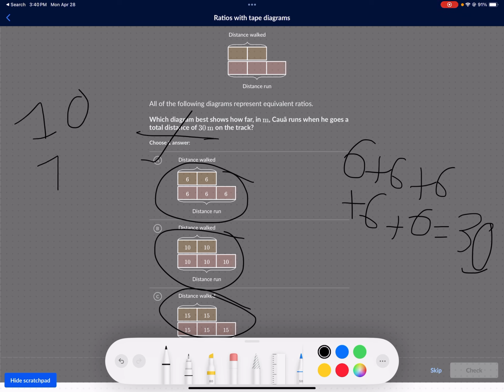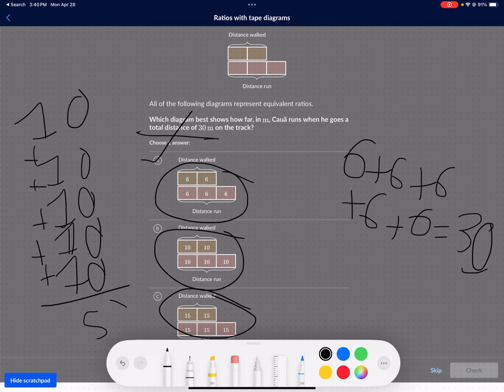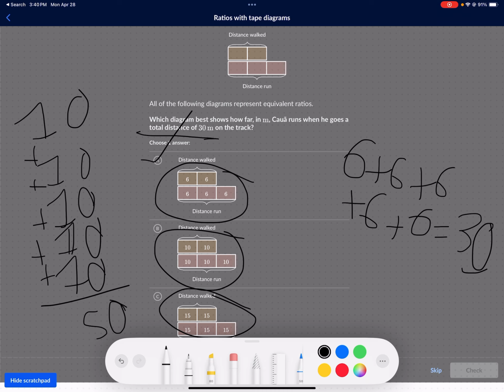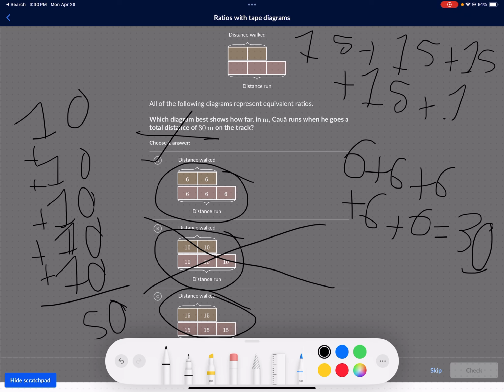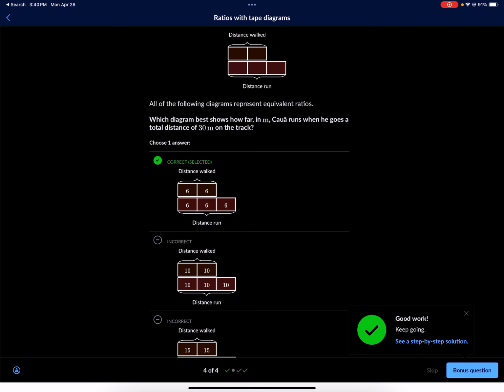10 plus 10 plus 10 plus 10 plus 10 is equal to 50. Whoa, that was a mistake. 50, but that's not our answer. It has to be 30. Okay, 15 plus 15 plus 15 plus 15 plus 15 is equal to 75. That's not equal to our answer either. A must be our answer because it demonstrates a total distance of 30 meters on the track.